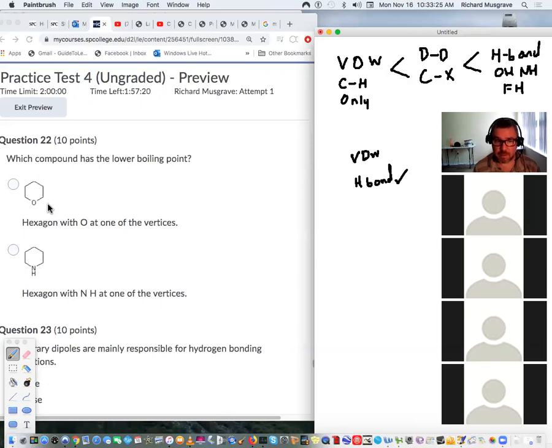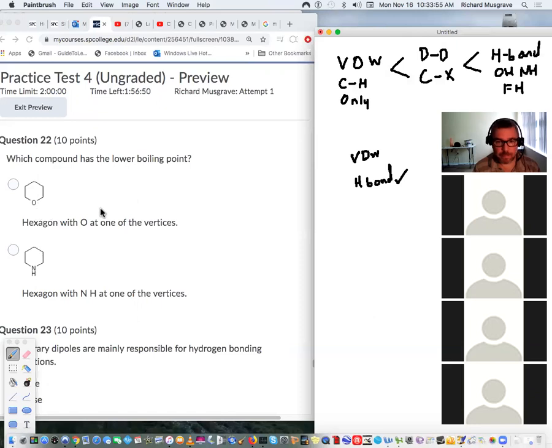Would it be O? Well, which intermolecular force is it? Is it van der Waals, dipole dipole, or hydrogen bonding? Would it be van der Waals? Well, I see an O in there, so it's not all C's and H's, right? So it can't be van der Waals. So it would be the last one. Well, that requires OH, NH, and FH. This O doesn't have an H on it, does it?